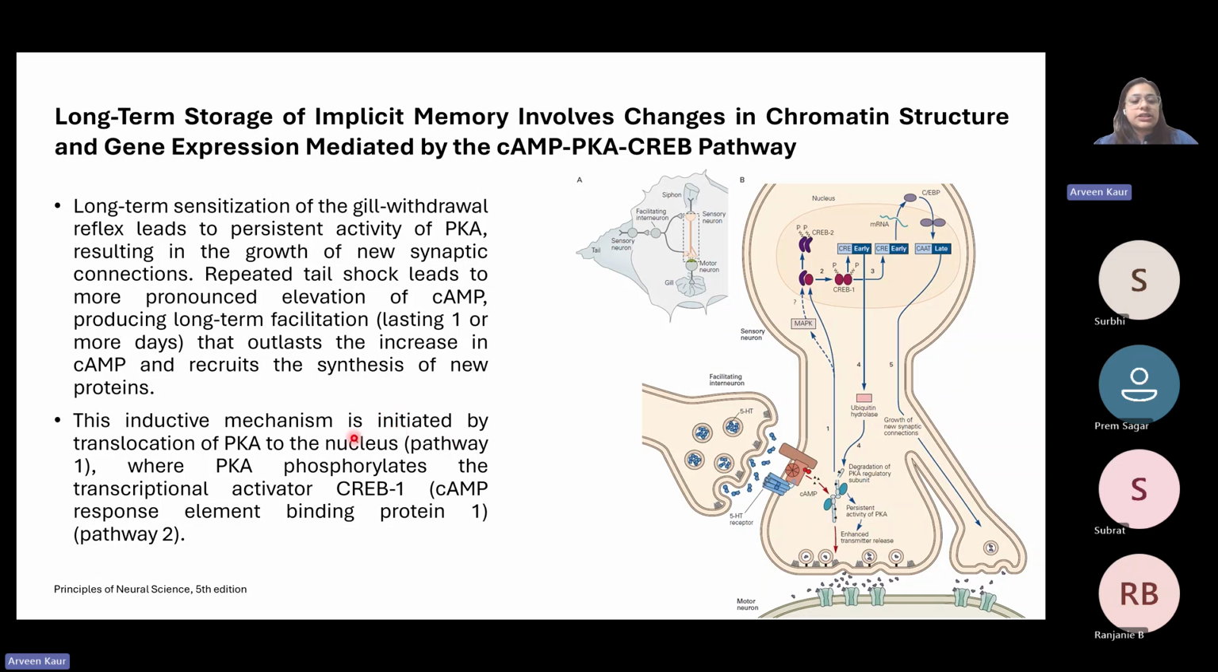The inductive mechanism is initiated by a translocation of protein kinase A to the nucleus, which is pathway 1 over here. Protein kinase A to the nucleus over here, right?